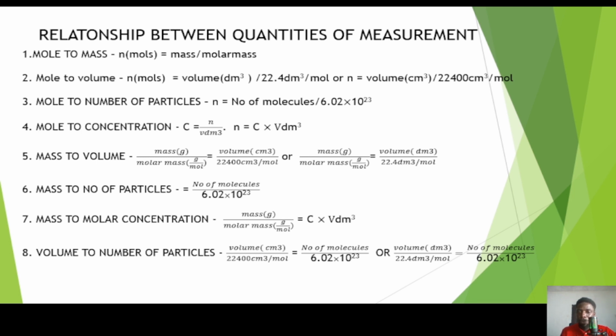So let's continue. The mass of the particle, anyway, can be related to the number of particles using the relation mass over molar mass equals number of particles all over 6.02 times 10 raised to power 23. So let's just put that down so we'll see exactly how it should be on the screen.